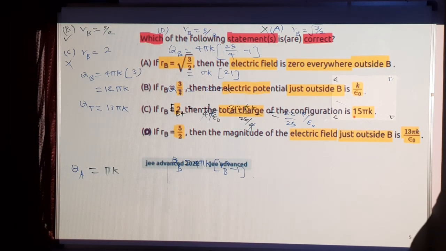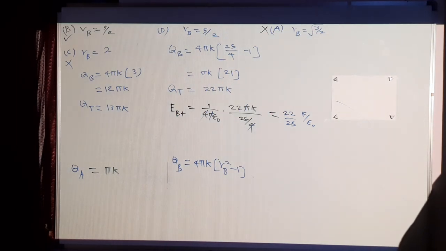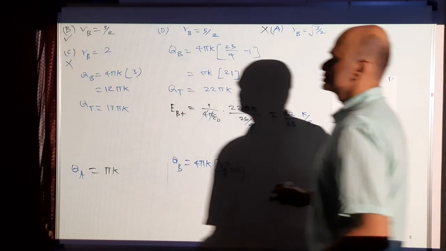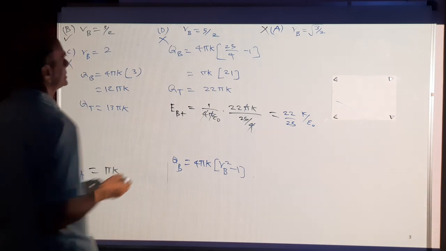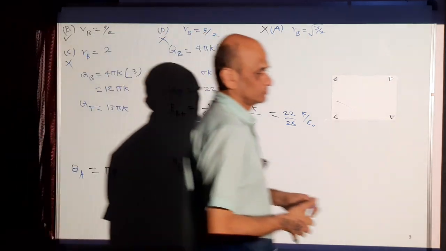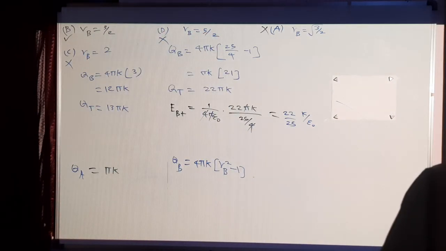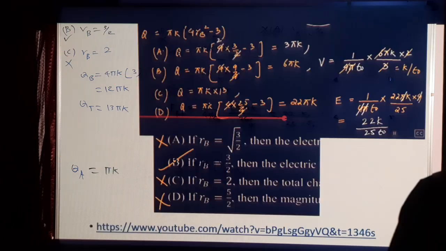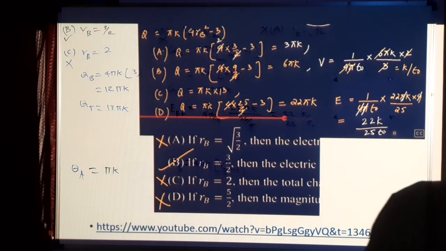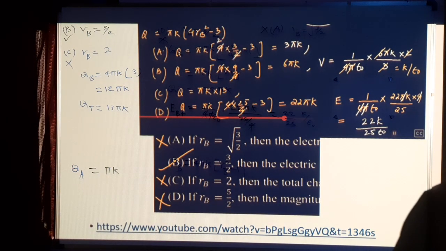Option D is not correct. So the only correct option is option B. D is also not correct. So option D, it's 22 by 25 k by epsilon naught.